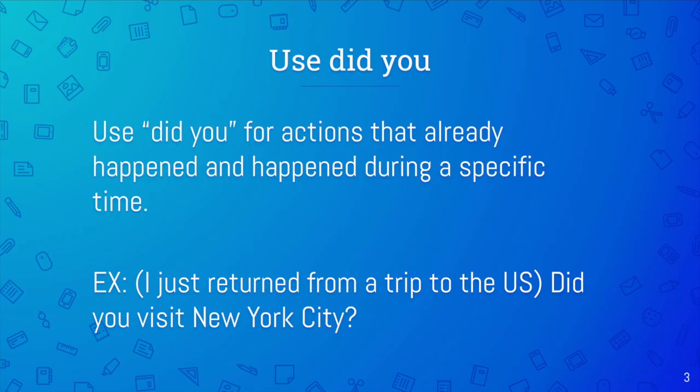Okay, now let's talk about when you should use did you. Use did you for actions that already happened and happened during a specific time. So for example, let's pretend that I just returned from a trip to the United States and you ask, did you visit New York City? Here, the time is specific. You are asking about if I visited during my trip.